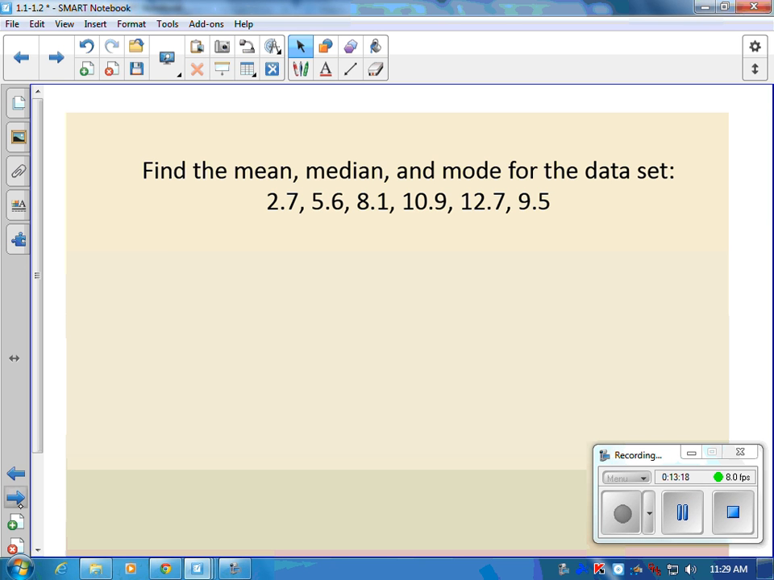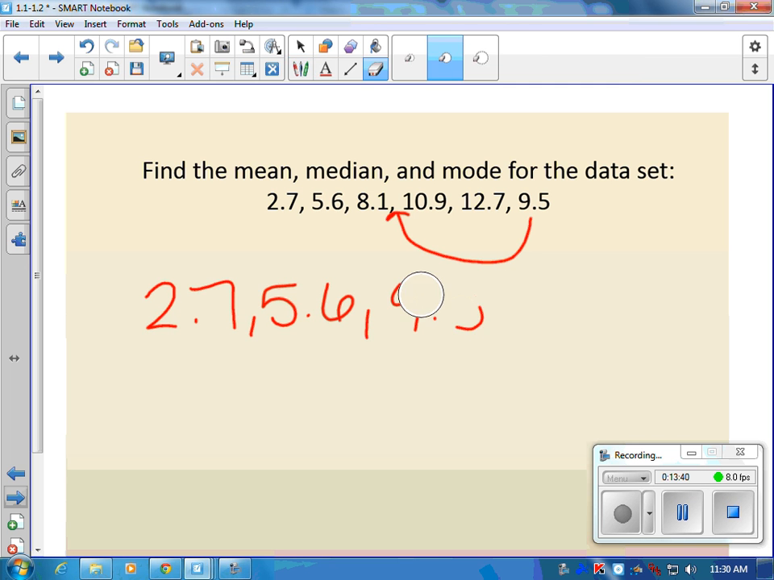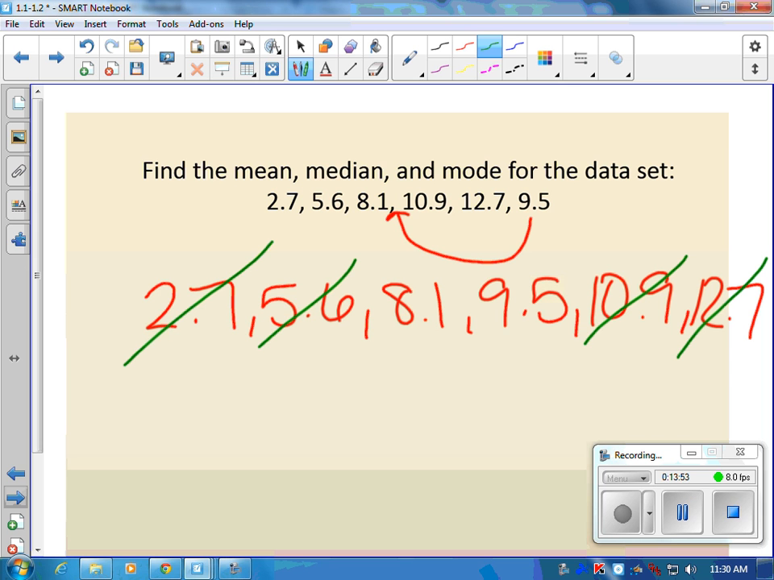How am I going to find the median, Seth? What do I need to do first, Alex? Put them in order. So the first thing I would need to do is put them in order. This is very close, except this 9.5 would need to go right here. Everything else is in order. Whoops, forgot the 8.1. And then we start crossing out, so beginning, end, beginning, and then I end up with 2.